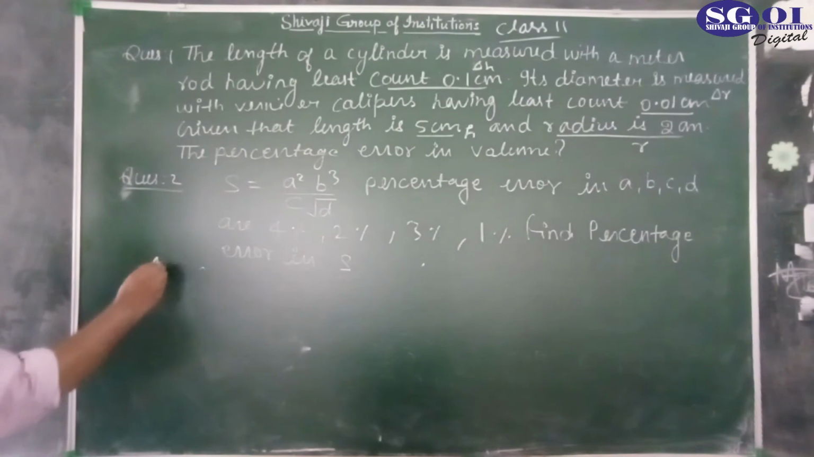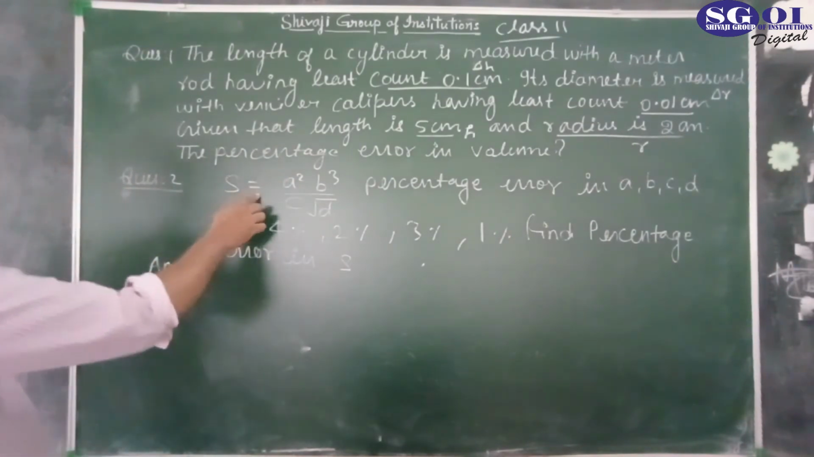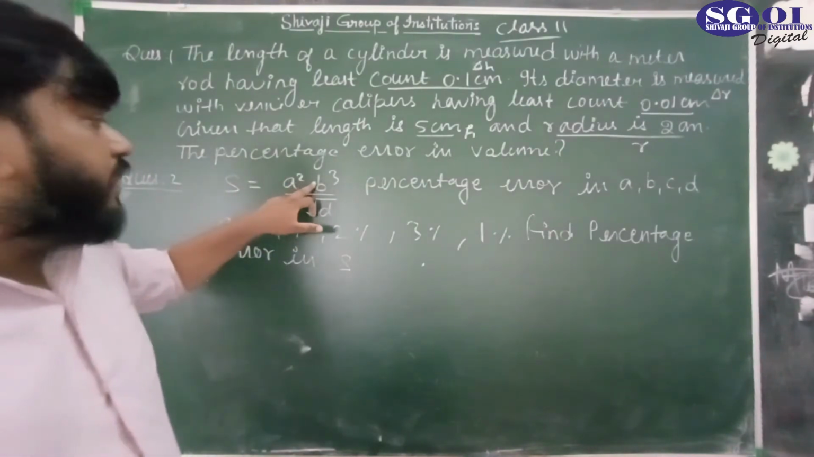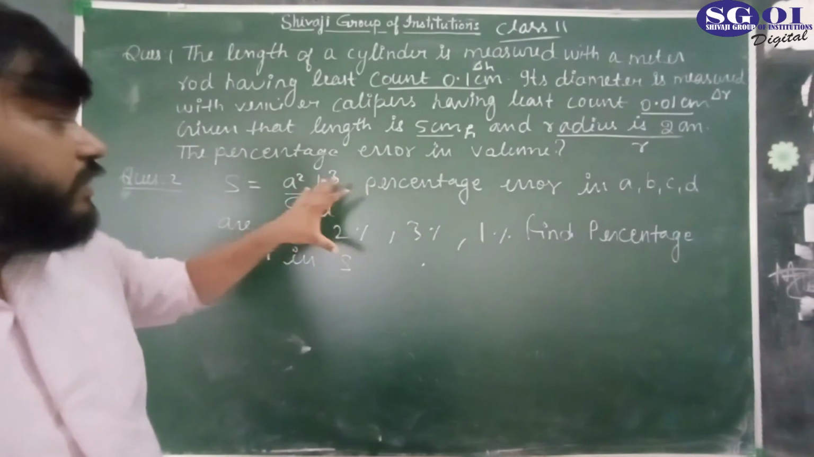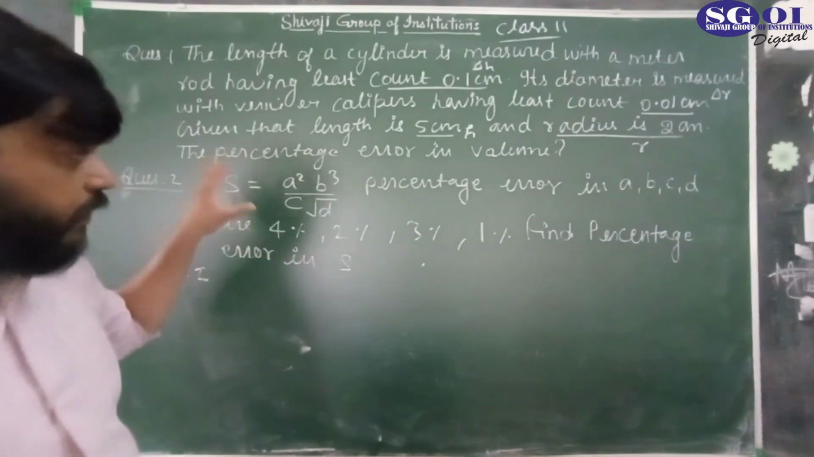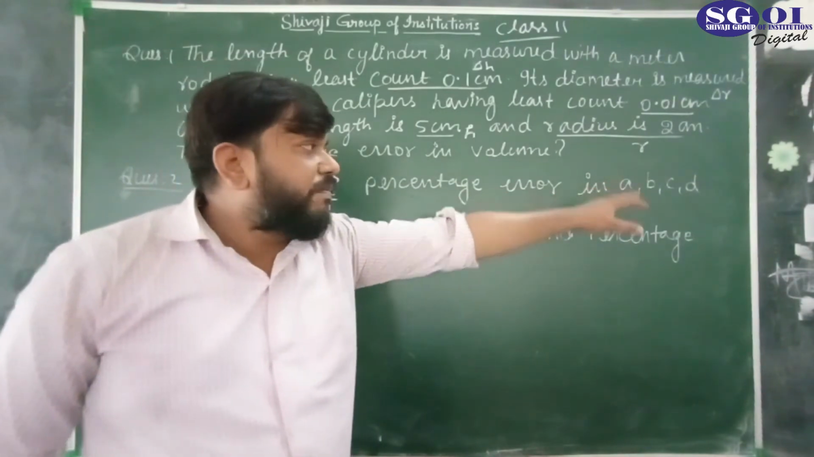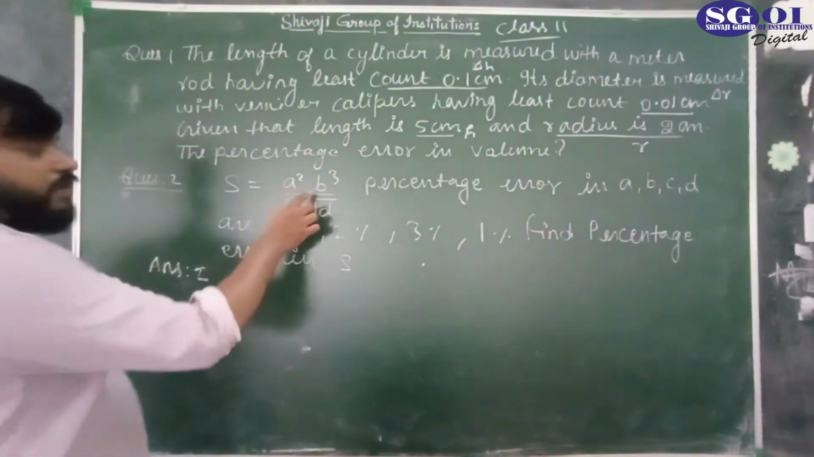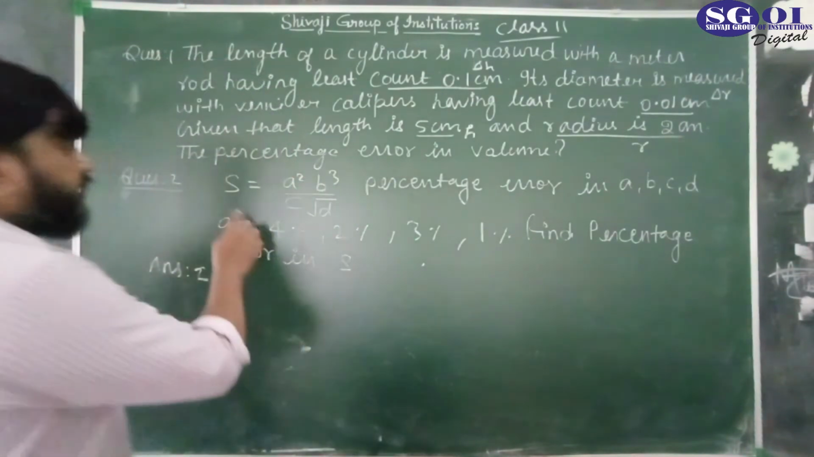Answer number 2. In this numerical, we have given s is equal to a square b cube upon c under root of d. This is the formula given in this particular numerical problem, and we have also given the percentage error in a, b, c and d. These are the percentage errors respectively. Find the percentage error in s.